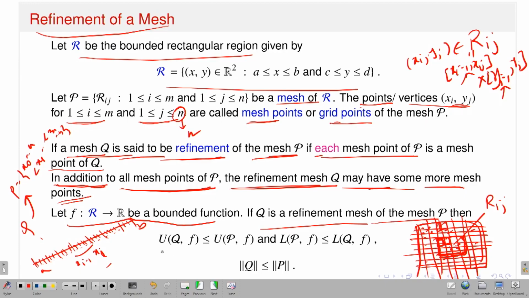Two conclusions I had drawn. One is the upper sum will what? Upper sum will decrease and lower sum will increase. And in other words, the norm of your partition Q is lesser equal to the norm of the given partition. Suppose you start with the partition P, if you take the refinement of your partition P, that means Q, the norm of the partition is lesser equal to the norm of P.